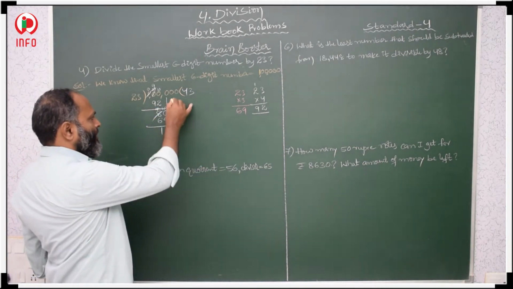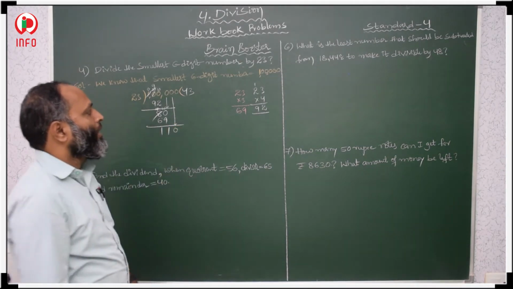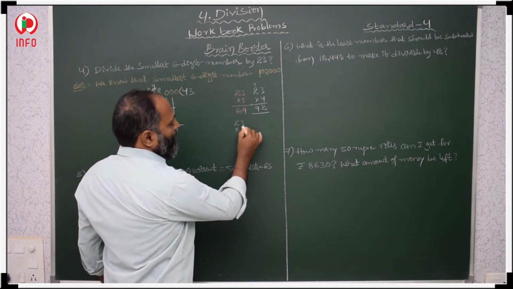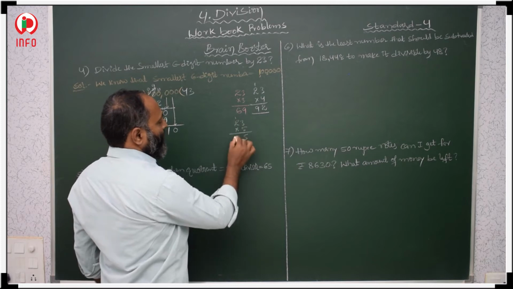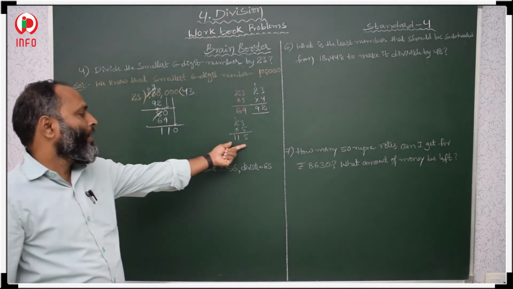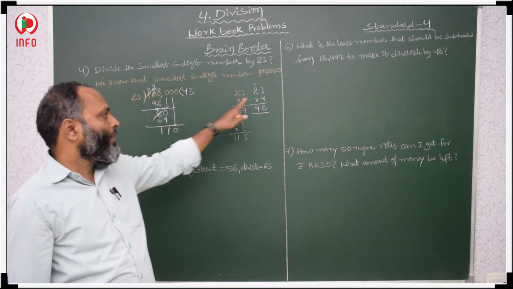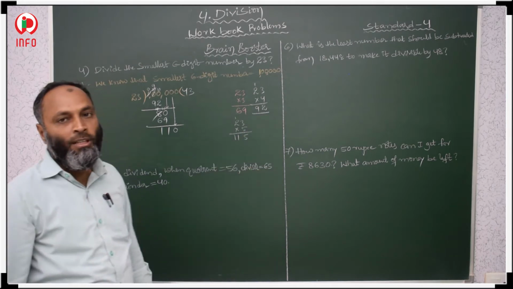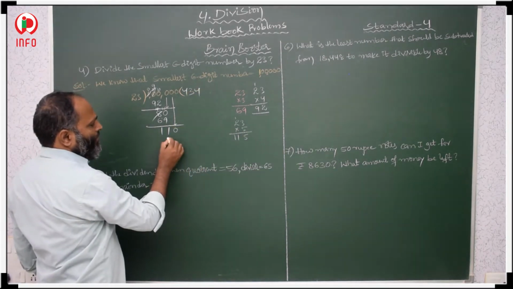Then after that 0. Now 23 5s are 115, and this 115 is greater than 110. So we have to take 92. 23 4s are 92.